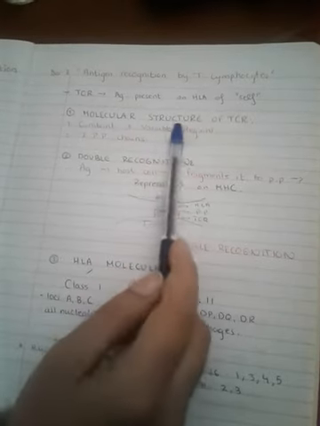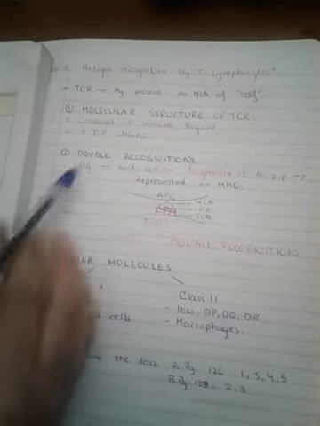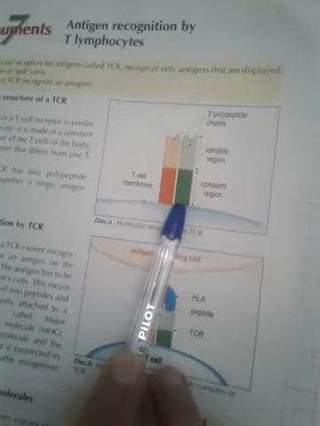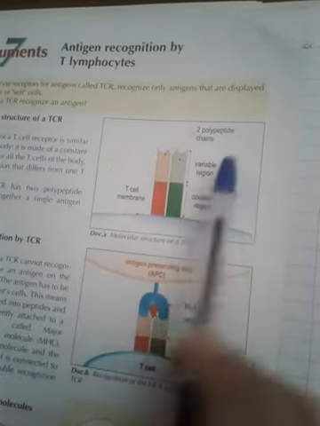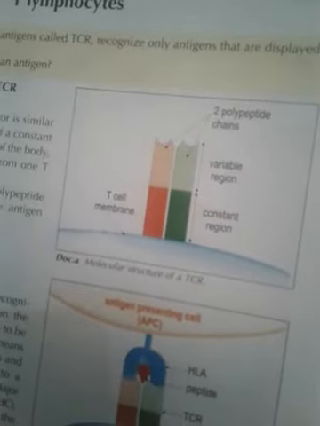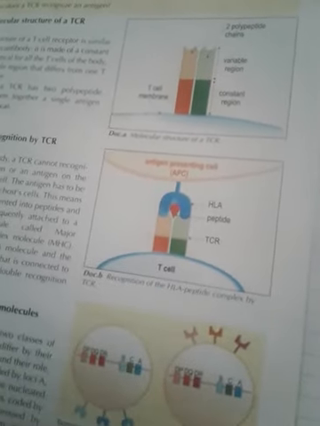So let's start with the molecular structure of TCR. Again, this is formed of two polypeptide chains. The orange one is one chain and the green one is another chain. Two polypeptide chains. We've got a variable region and we've got a constant region. This is the molecular structure of a TCR. You need to know that the TCR does a double recognition.